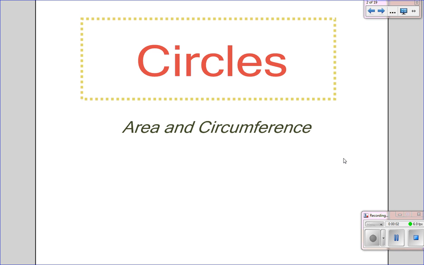Today we'll be looking at the area and circumference of circles. Now you may have remembered doing this in previous years before.